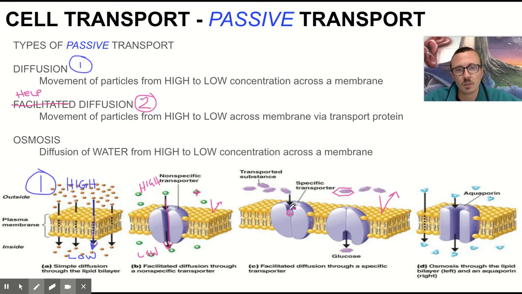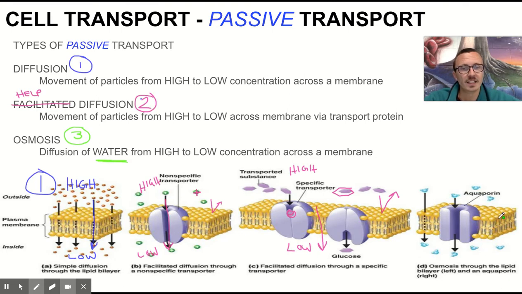The glucose molecule binds to the carrier protein, and the carrier protein changes its shape. Now, again, we're still moving the glucose molecules from high concentration to low concentration, and so no energy is needed. And then the last one is osmosis. And I really should have done osmosis in blue because osmosis is the movement of water.